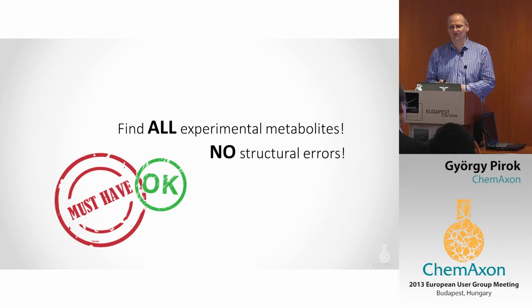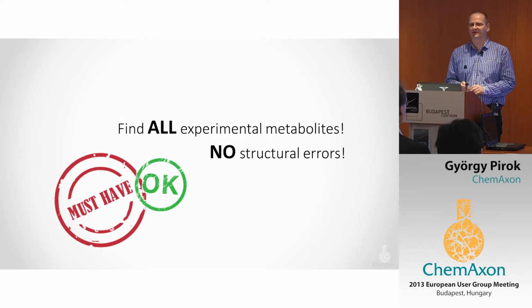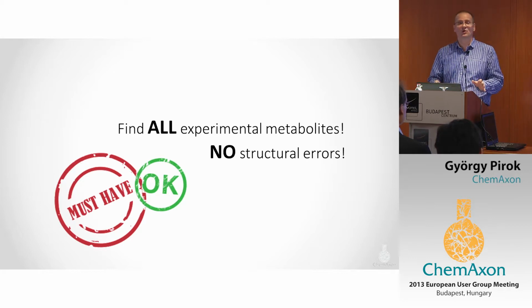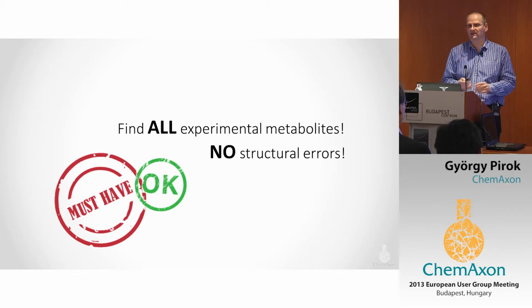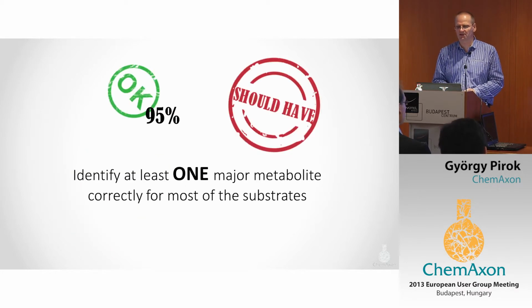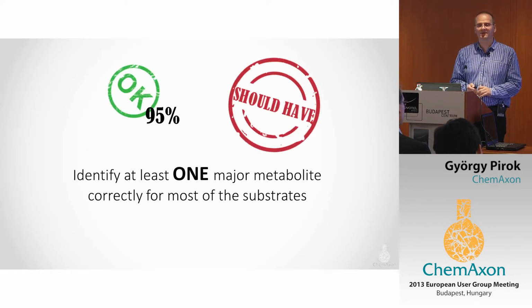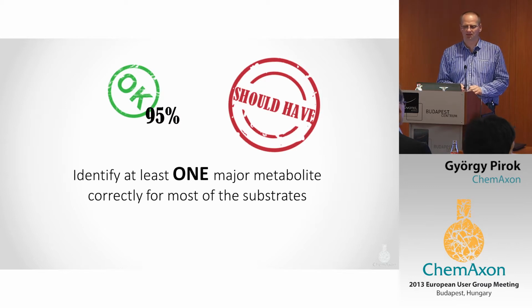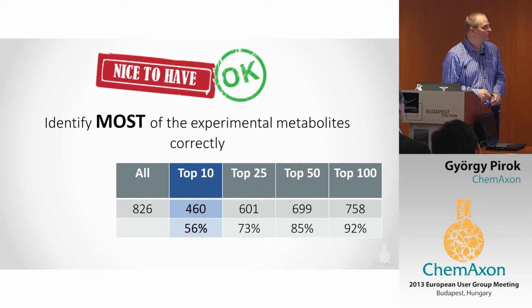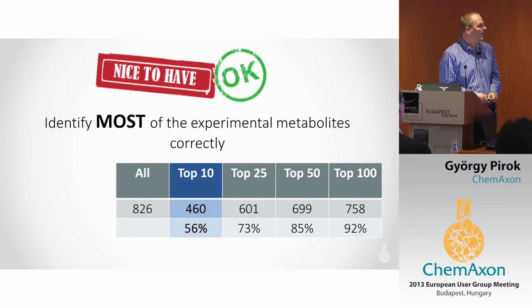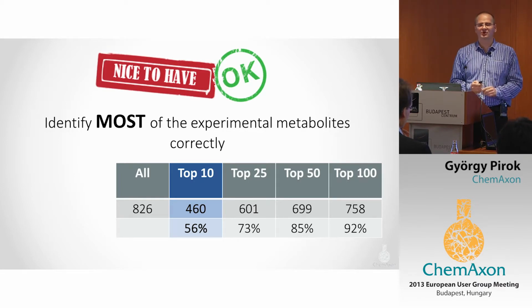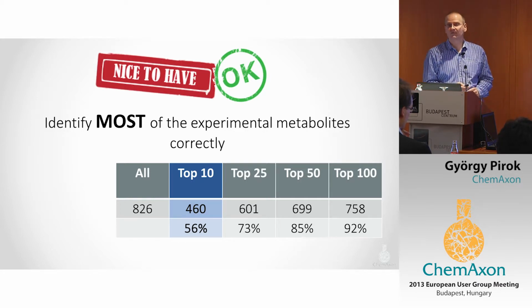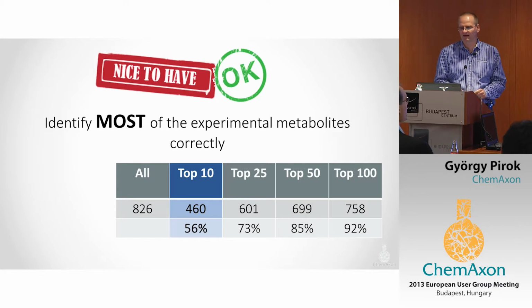And we were happy because there were no missing experimental metabolites in this huge set. So we had the biotransformations, at least for this set of substrates, no structural errors. We identified at least one major metabolite correctly for 95% of the substrates. And here is a little table showing how many actual experimental metabolites were identified in the top 10 hits for each of the substrates. So more than half of the experimental metabolites were predicted correctly.